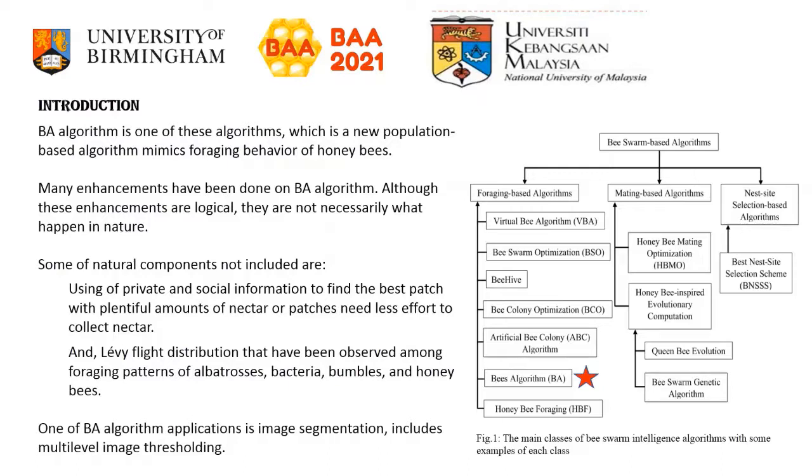Some natural components not included in the base algorithm are, first, using private and social information to find the best patch with plentiful amounts of nectar, or patches that need less effort to collect nectar. Second, Levy flight distribution, which has been observed among the foraging patterns of albatrosses, bacteria, bumblebees, and honeybees. Applications of the algorithm include image segmentation, multi-level image thresholding, and also engineering problems.